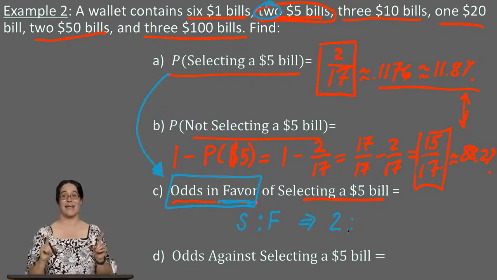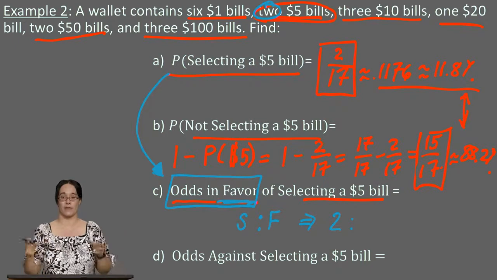Now, this is a mistake I see often. A lot of students want to put the total here. They want to put 17, but that's not accurate. How many bills do I have which are not favorable, which are not $5 bills?